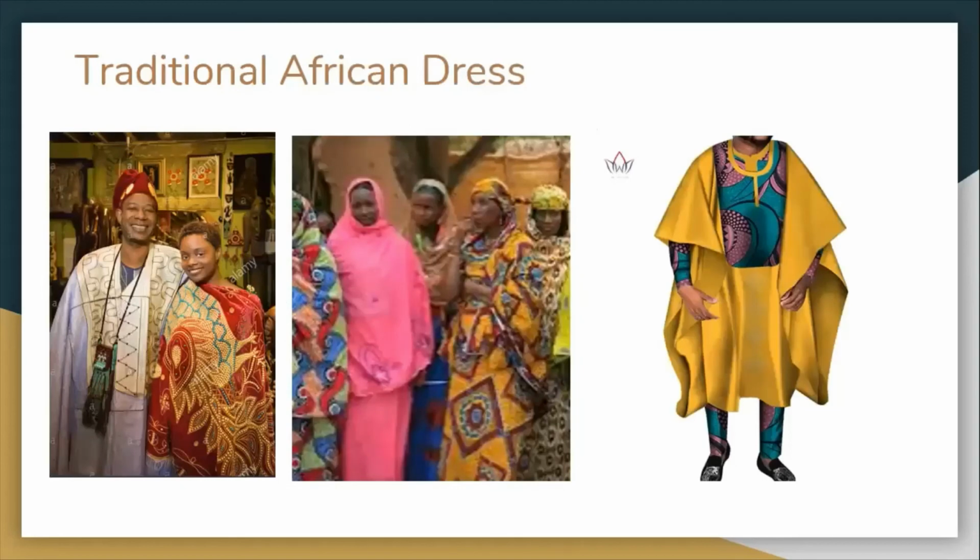Here are some examples of traditional African dress. Pictured here are women and men in robes and dashikis. Typically, you don't see that a lot anymore with the African American culture because it is more Americanized, but these are some examples.